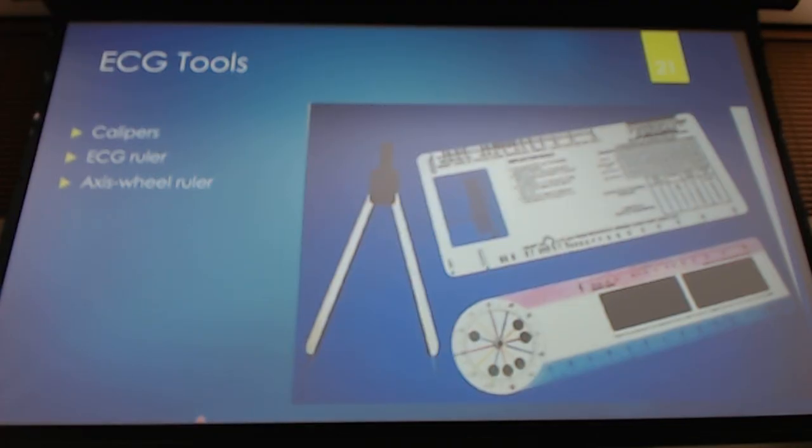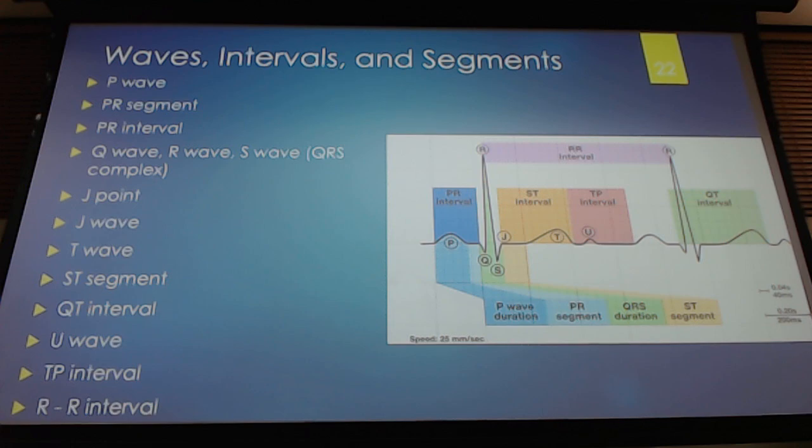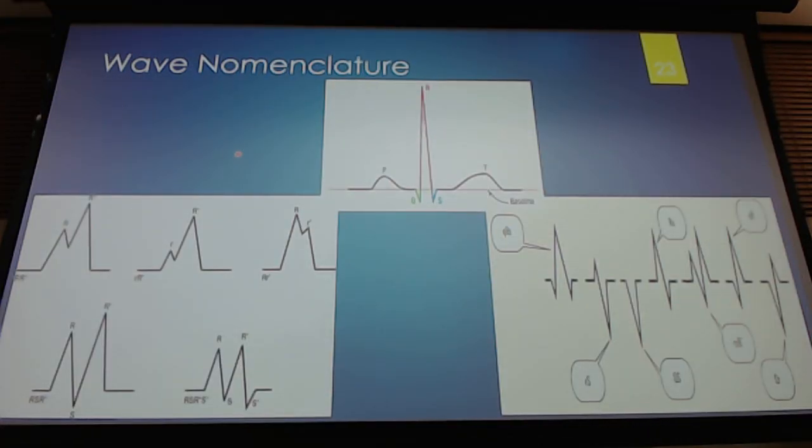So again, you don't need to get that stuff here, but it might be beneficial depending on where you're going for your phase 2. We've got a lot of different waves and intervals and segments that we're going to see and need to know how to interpret on these ECGs. Again, we've talked already about some of these. We talked about P wave and PR segment, but there's a lot of these we still need to talk about. So we're going to review some of the stuff we talked about, and then we're going to add some new information for these waves, intervals, and segments as well.